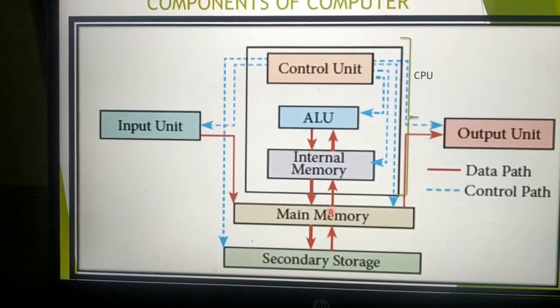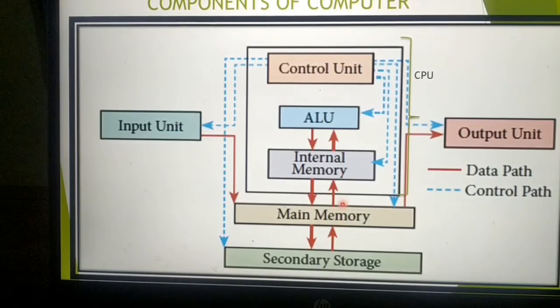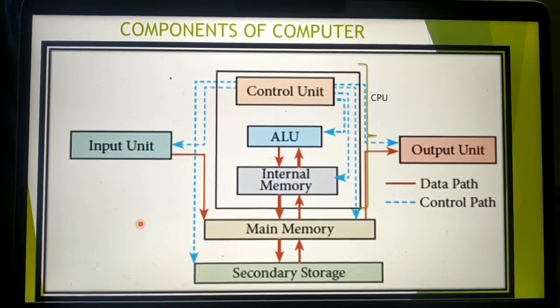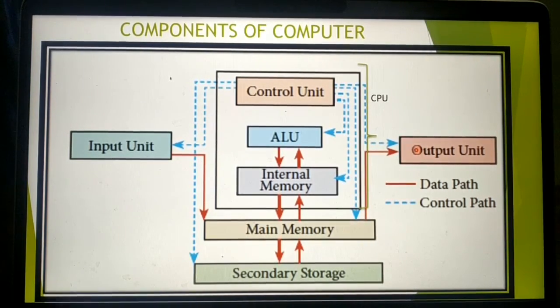Next, the memory unit: main memory and secondary memory. All the processes are done through the main memory only. So we cannot give the data directly from the keyboard to the processor. First it comes to main memory, and from main memory the data is given to the processor. If you want to store the data for future purposes, you can store it in secondary storage. Finally, the result or output will be displayed in the output unit, which is the monitor.